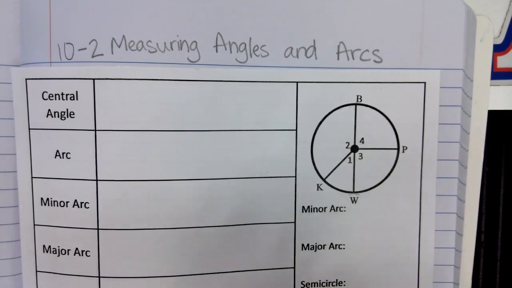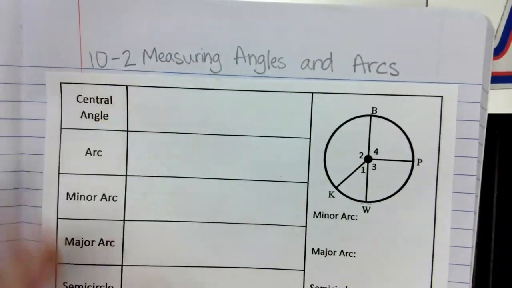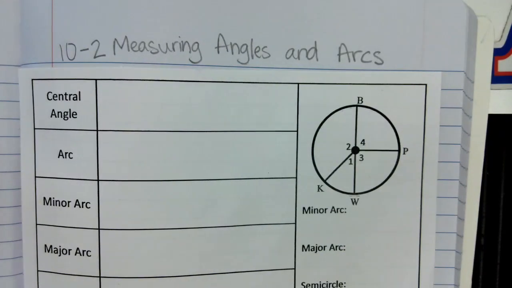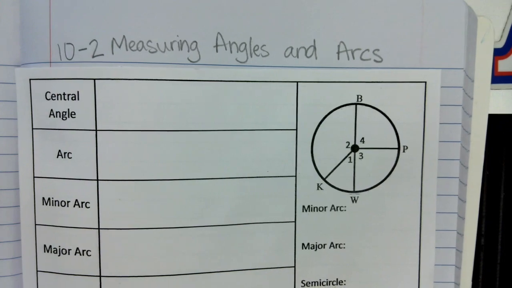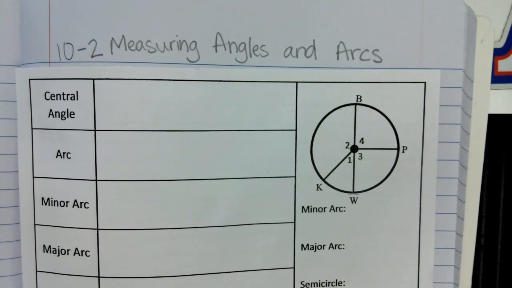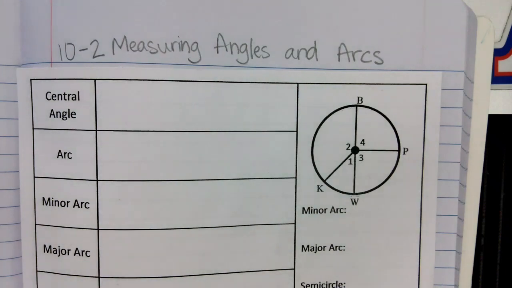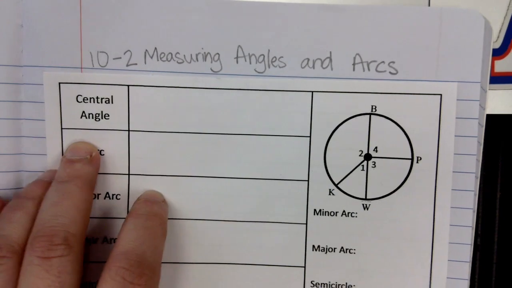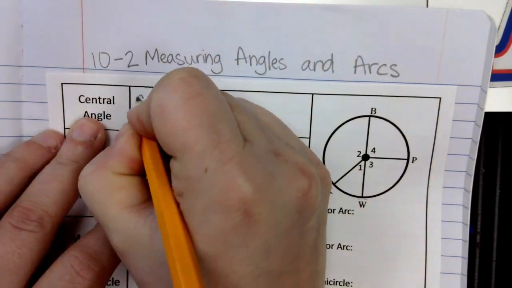Alright, so first off we're going to talk about a central angle. When we look at the word central, what word is in that word, or what does it look like? What's our base word? Center. So it's an angle with a vertex at the center of a circle.